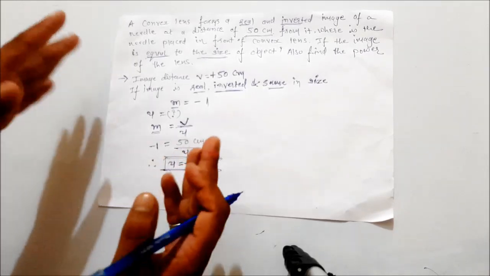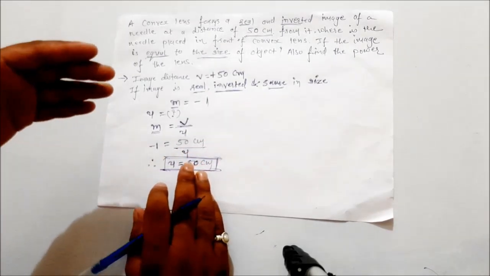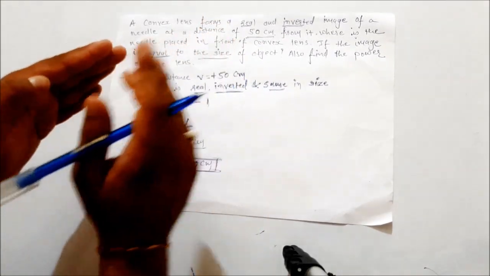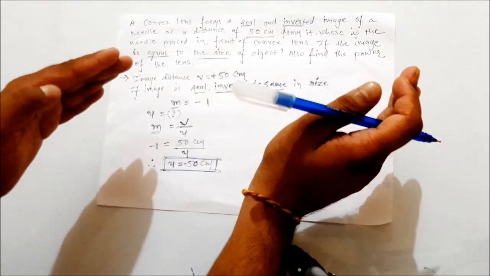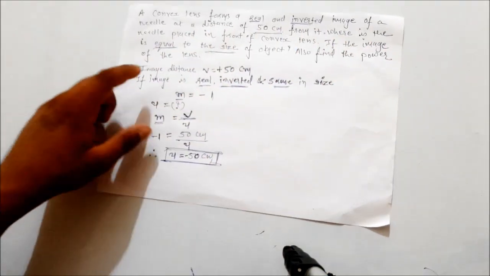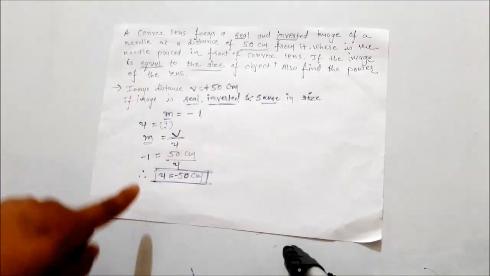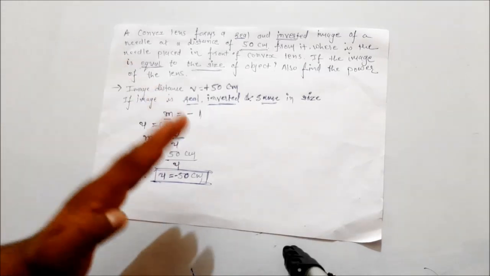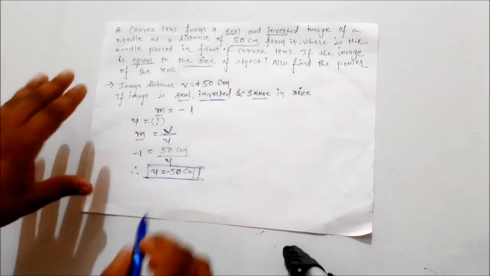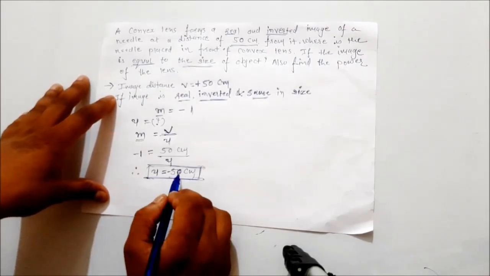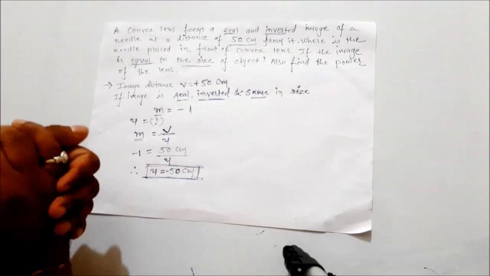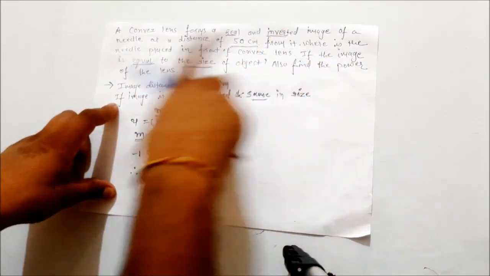We know the image formation cases: if the height of the image is the same, then the distance of image and the distance of object will be the same, but in the opposite direction. Here the image distance is 50 centimeter, so our object will also be at 50 centimeter, but at the left side. So we are getting u as minus 50 centimeter, meaning it is at 50 centimeter left side from the lens. Now we have to find the power of the lens.